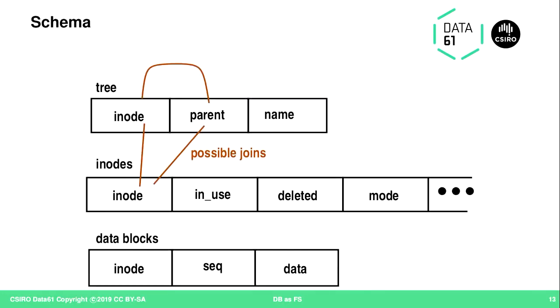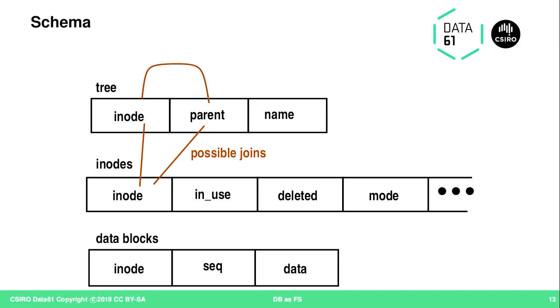This is the schema. You've got 3 tables. The tree table, which maps inode to parent inode to name. So it's indexed on name, and it's indexed on inode. So you can do a search on the inode to find the name, and you can do a search on the name to find the inode. That already gives you something that's better than most file systems, because you can't actually look up a name from an inode very easily. And by joining on inode to parent, you can get everything that's in a directory.